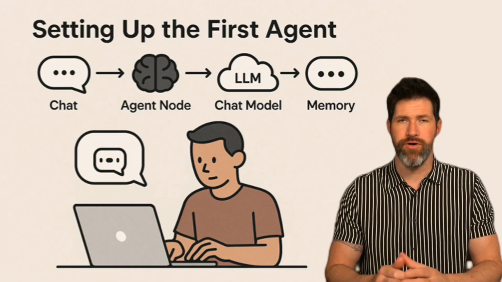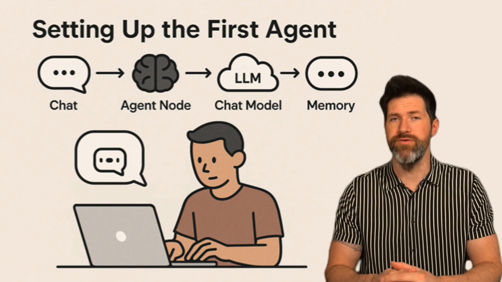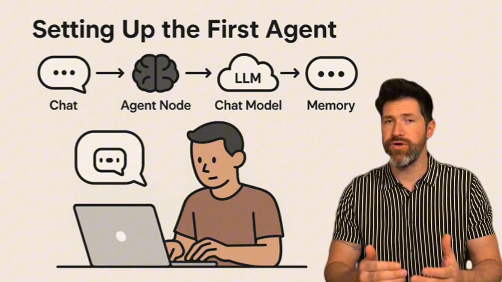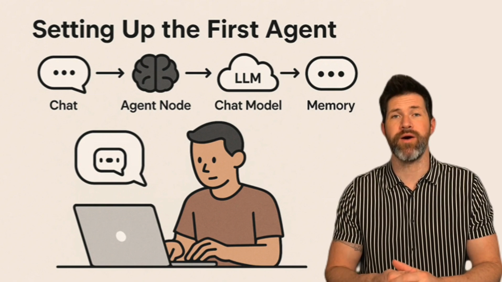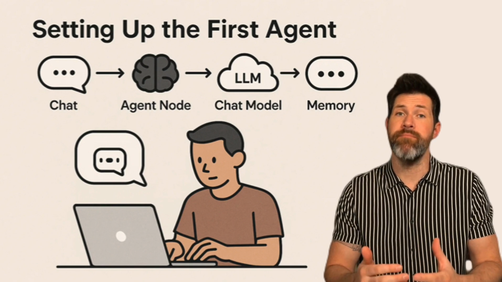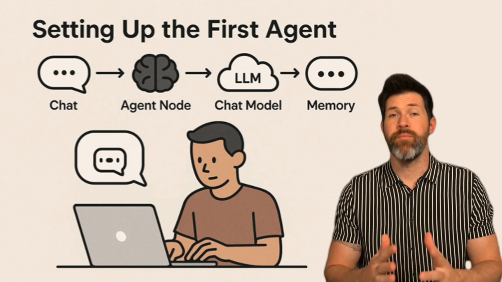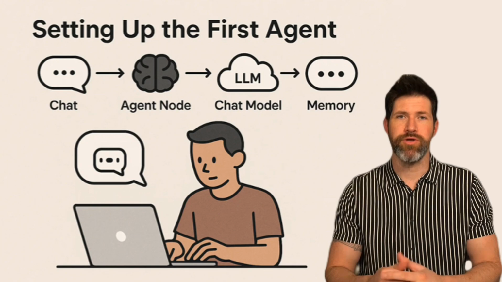All right, let's build our first agent together. We keep it simple to start. A chat message trigger, an AI agent node, a model like OpenAI's GPT-4o, and a little bit of memory so our agent can remember the conversation.